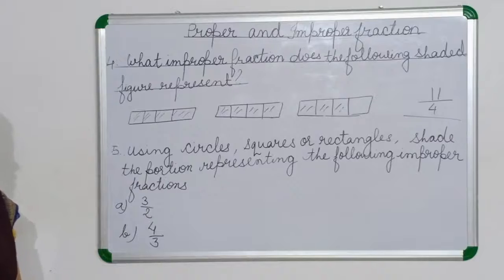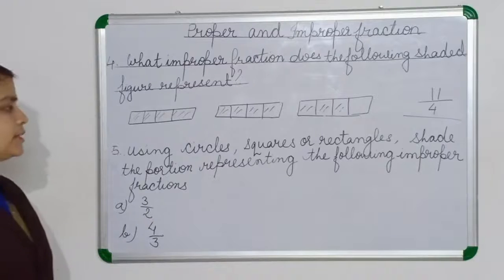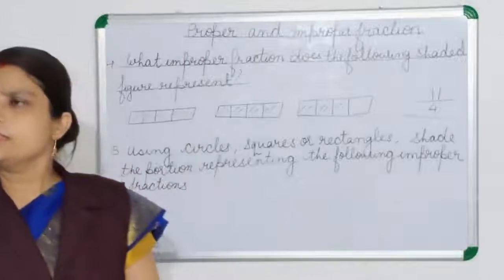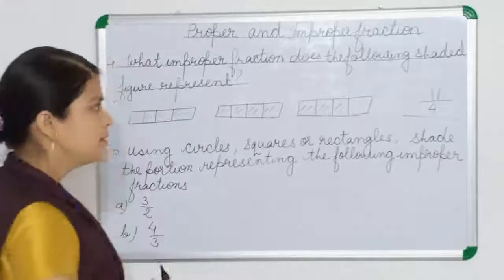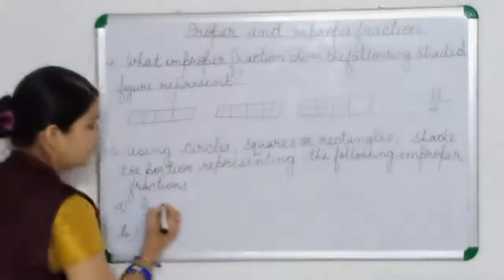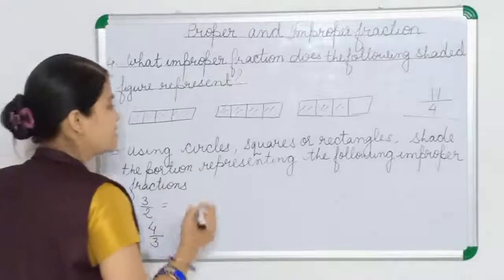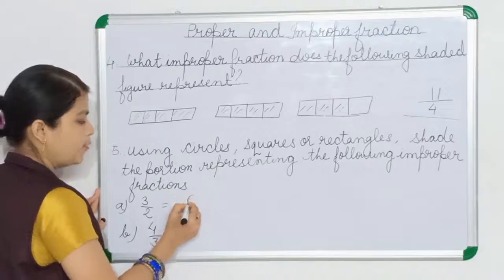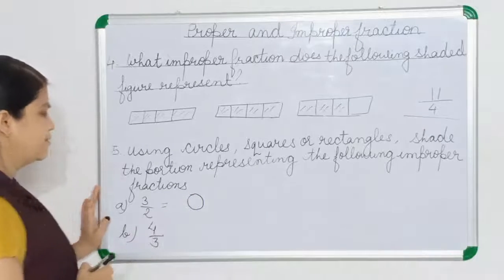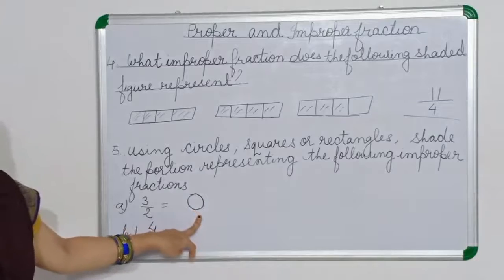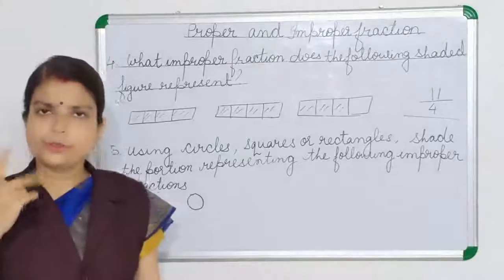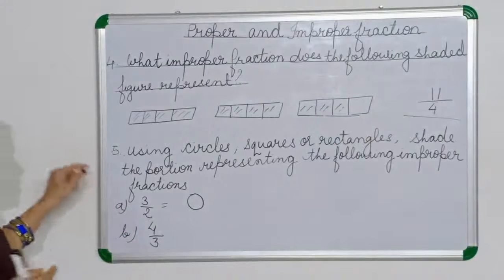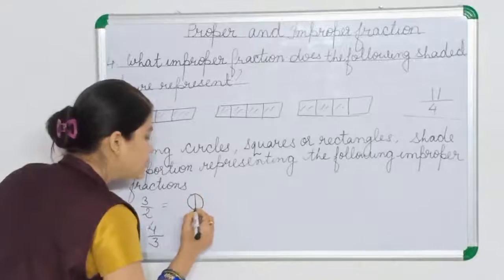How we will draw? Using the circle, square or rectangle, we will draw the figure. So first, we will draw the circle here. Whatever you want to use, you can use it here. So, we have to divide this figure into how many equal parts? 2 equal parts. Because in denominator, what is written over here? 2 is written here. So, we will divide into 2 equal parts.